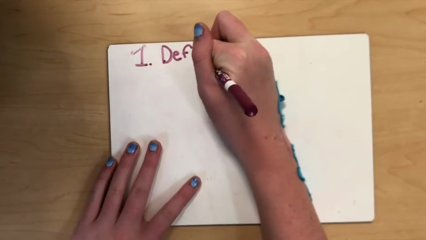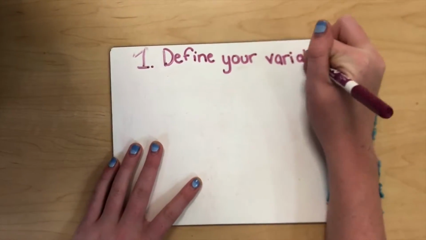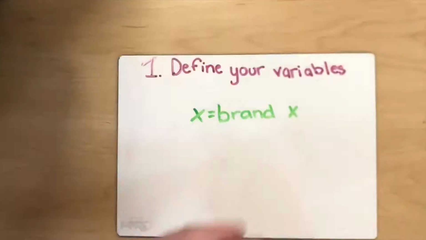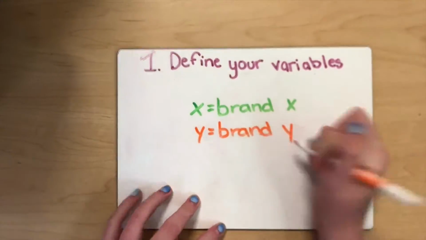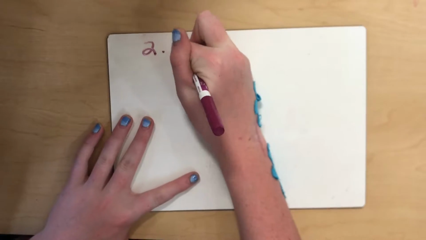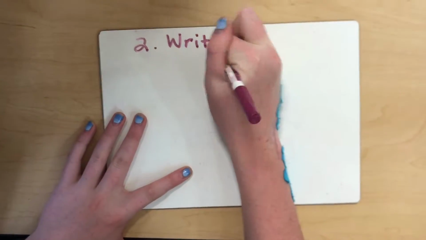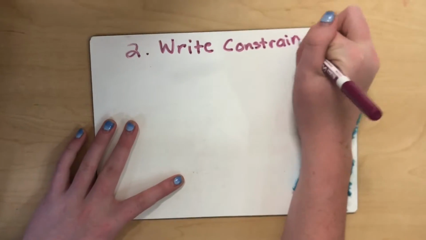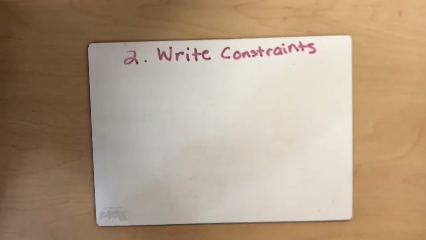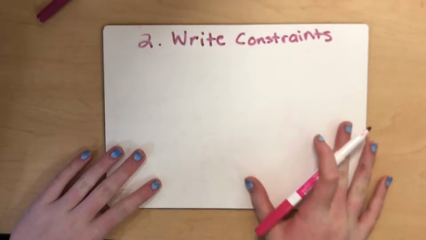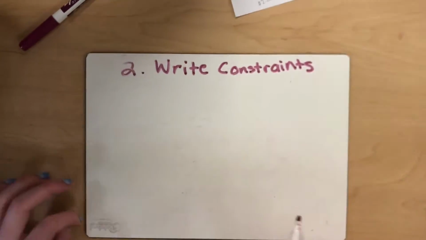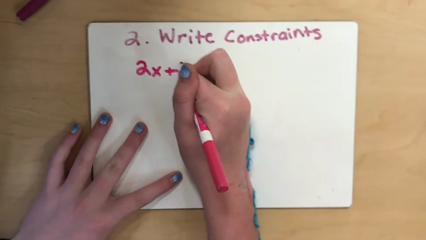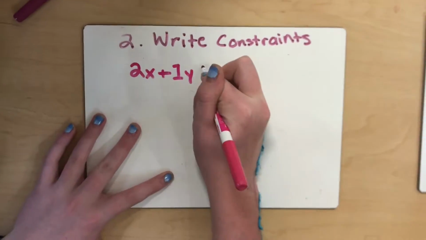So first you have to define your variables. In our problem, x is one pill of brand X and y is one pill of brand Y. To write our constraints, we know that they have to be true throughout the entire problem. We look at our table and see that Miss Everdeen needs at least 4 milligrams of vitamin A every day, and brand X provides 2 milligrams and brand Y provides 1 milligram. Therefore, 2x plus 1y has to be greater than or equal to 4.